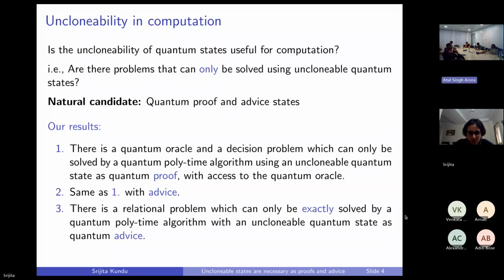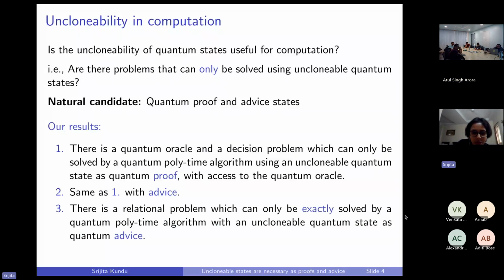It depends on the family of states you're thinking of, but she'll explain it. I just wanted to say quickly, maybe other people are not all that familiar with proofs and advice. Yeah, I'll explain what they are later. Okay. Thank you.